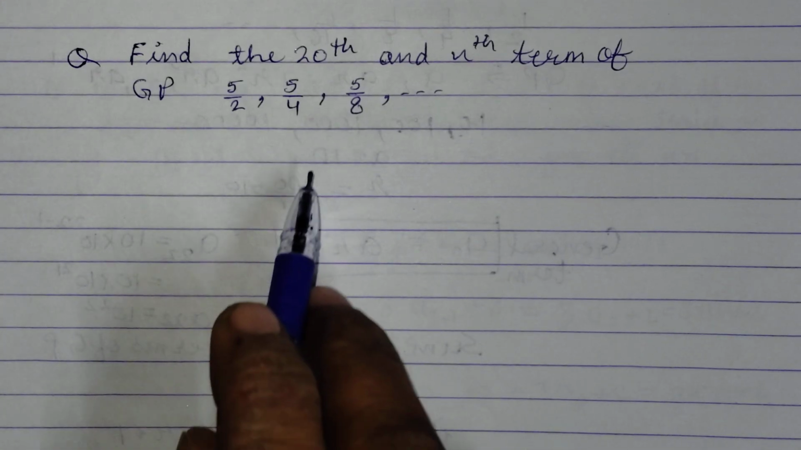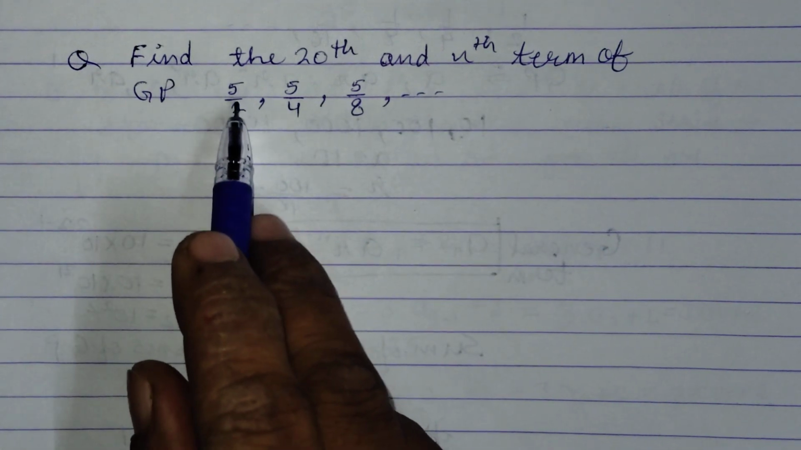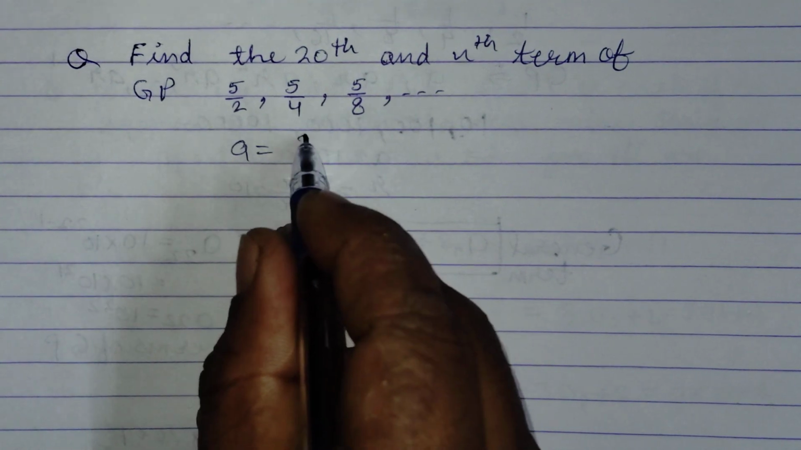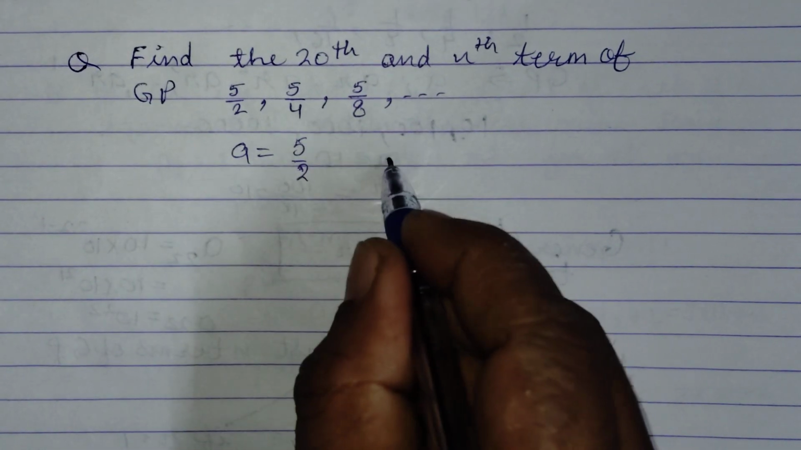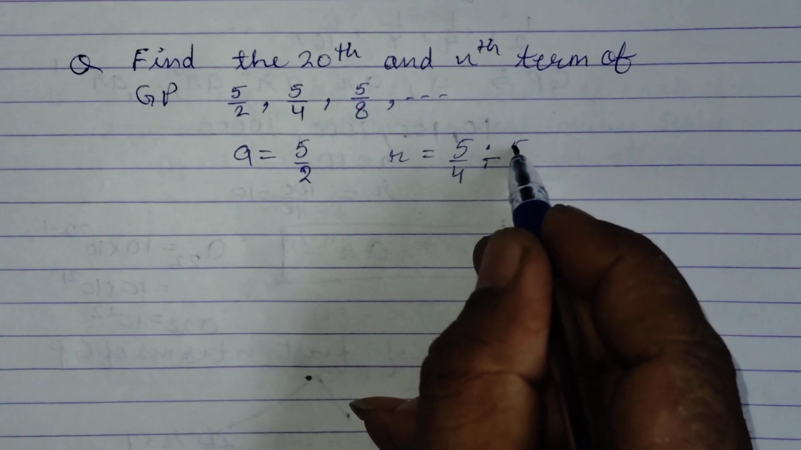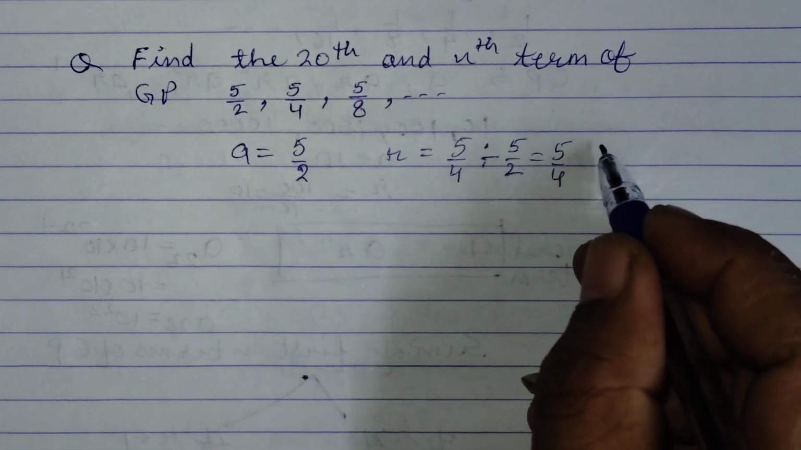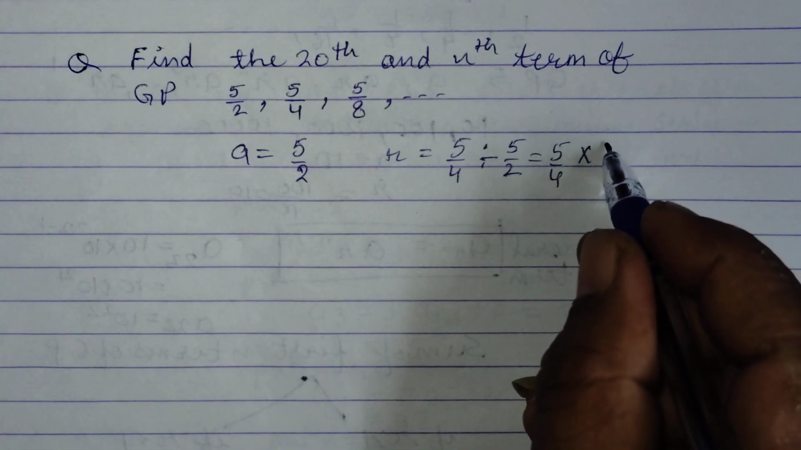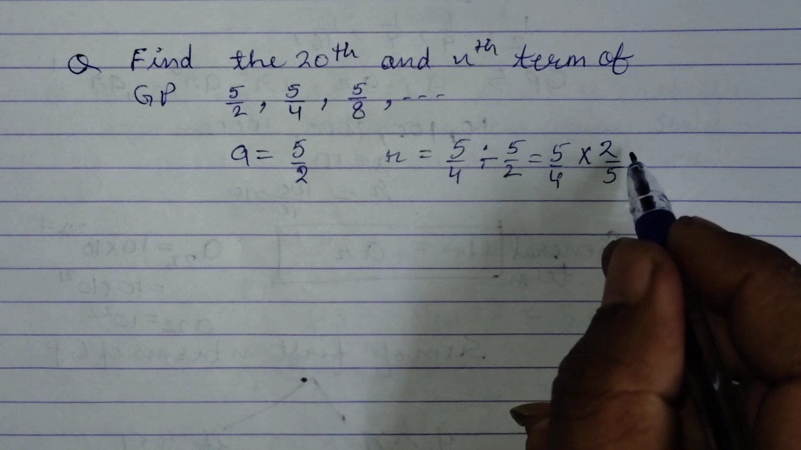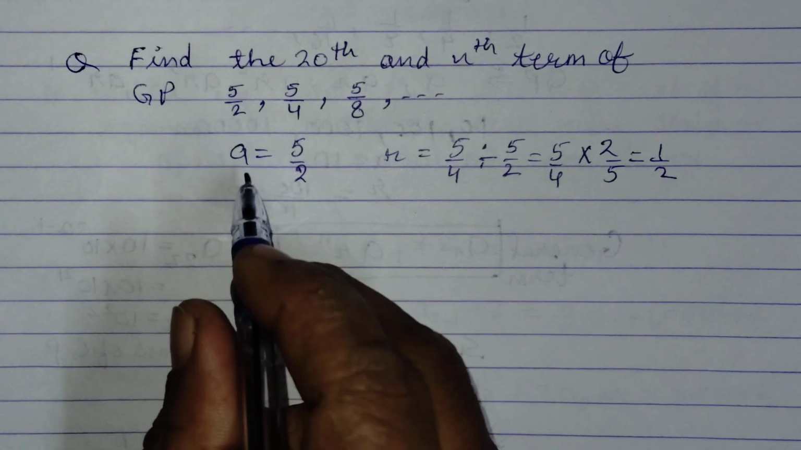So the next question is to find the 20th term and nth term of the GP series 5 by 2, 5 by 4, 5 by 8. Here A is 5 by 2 and R is the second term divided by the first term. So 5 by 4 divided by 5 by 2. We replace it by multiplying by 2 by 5. Now 5 cancels, 2 cancels with 4, giving 1 by 2. So R is 1 by 2 and A is 5 by 2.